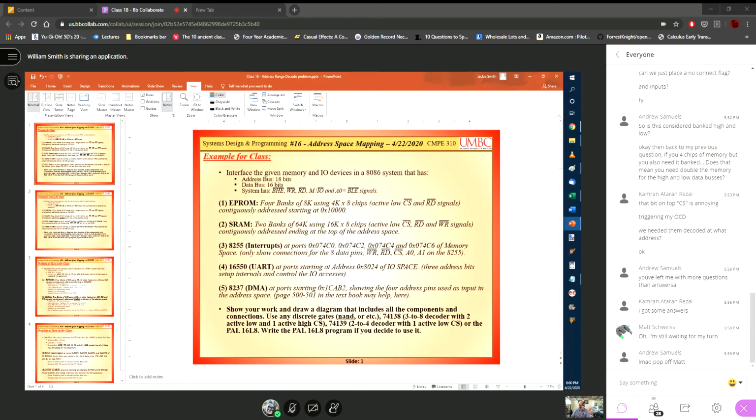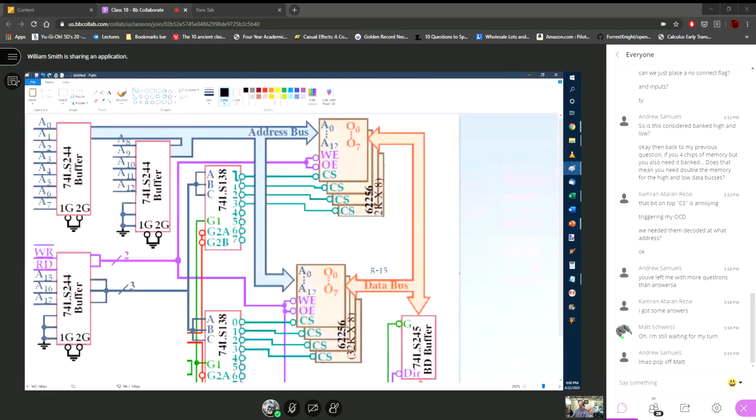Okay. 4 banks of 8K using 4K by 8 chips. All right, so 4K means we got the 4K part. We got the 8 by 8 chips. He said 4 banks. Okay. By banks, he means 4 pairs in this particular case. All right, so what we've got here is our 2 banks. Here's the bank of the lower data bits. Here's the bank of the upper data bits.